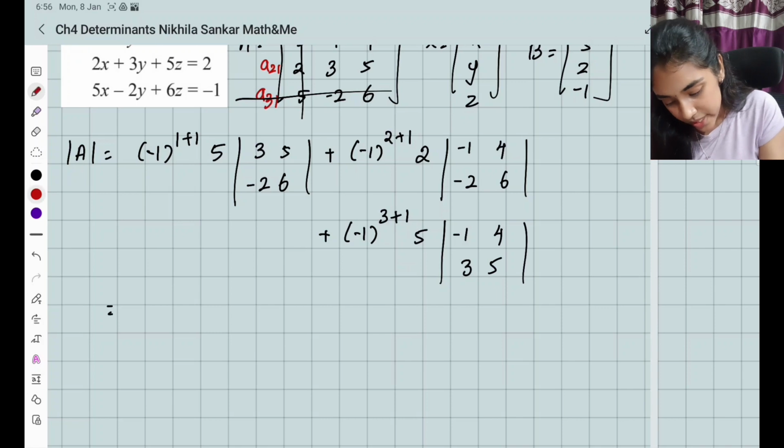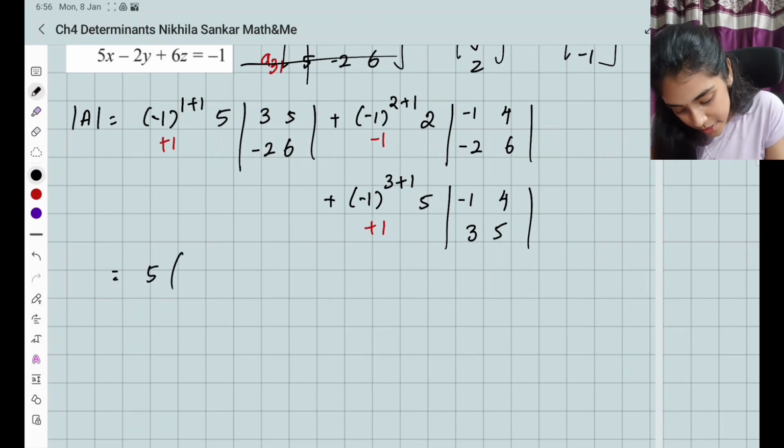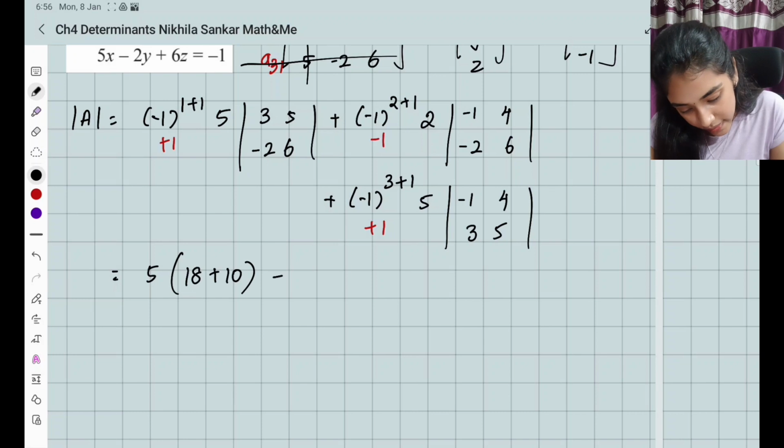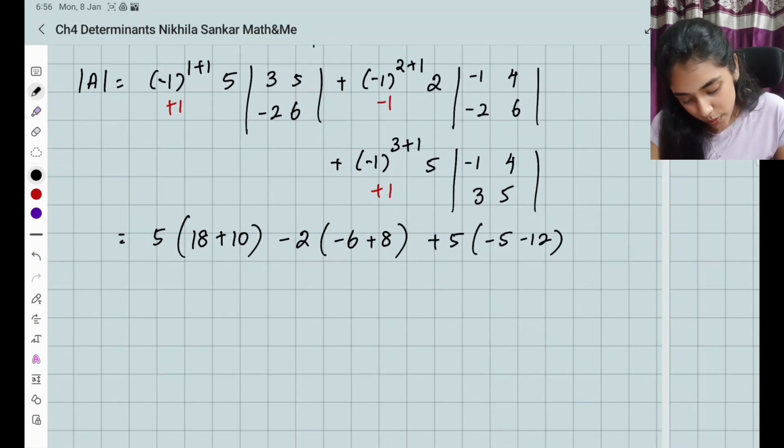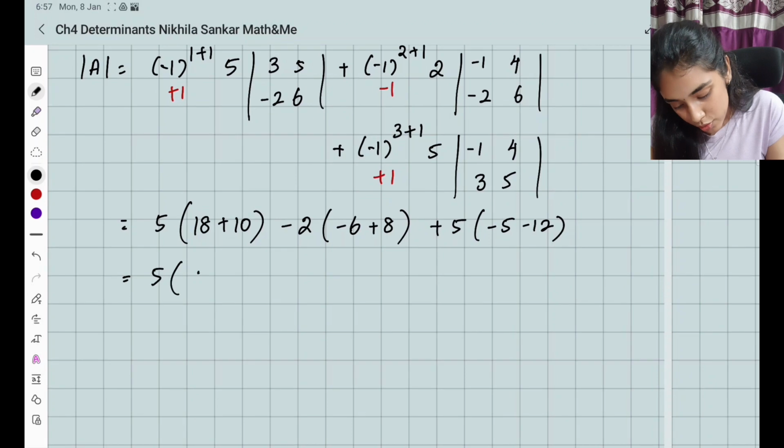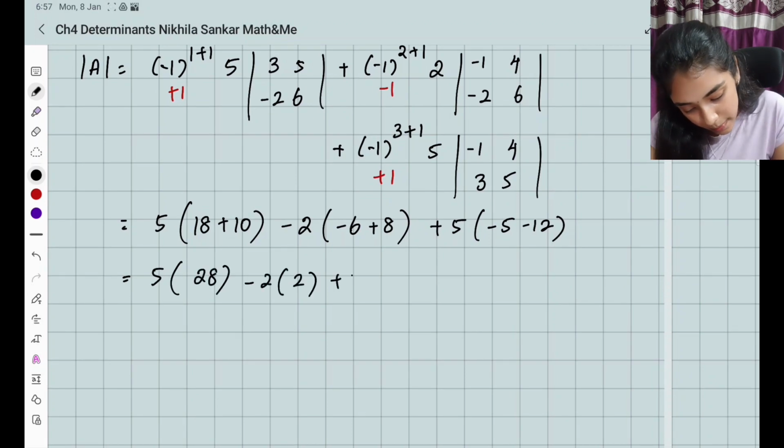The signs are going to be: this gives a plus 1, this is a minus 1, this is a plus 1. So, you will have 5 times the determinant: 6 3s are 18 minus of minus 10, so plus 10. Then minus 2 into minus 6 plus 8. Then plus 5 times minus 5 minus 12. So, this is going to be 5 into 28 minus 2 into plus 2 plus 5 into minus 17.